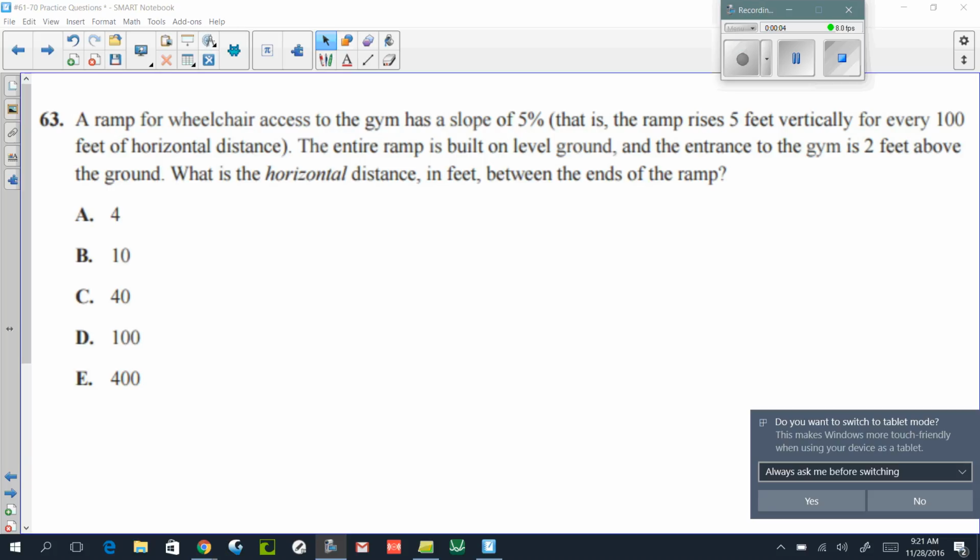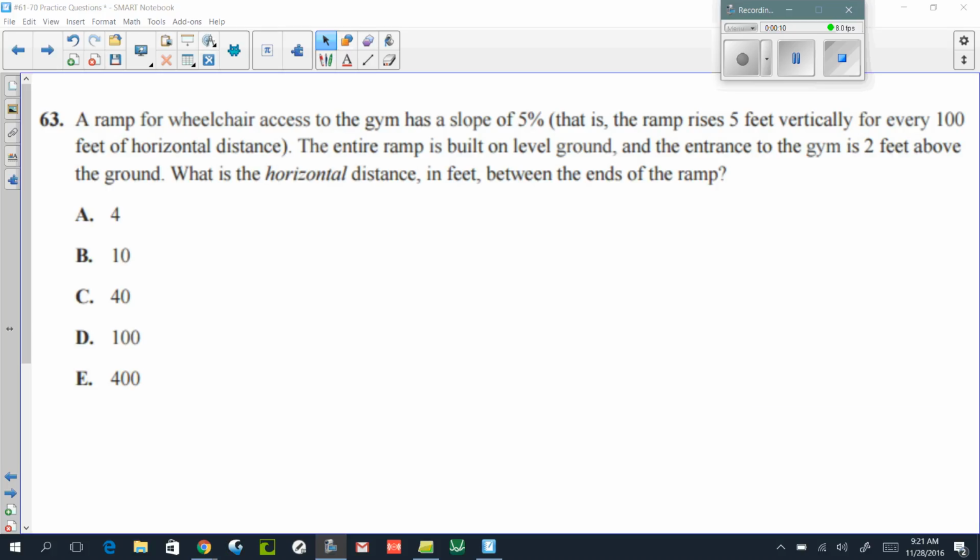All right, it's time to take a look at a couple more practice questions. I'm a little bit behind. I'm on set 61 through 70. It appears there were 3 questions in this set that caused us a little trouble. So let's take a look at number 63, 65, and 70 for this set.